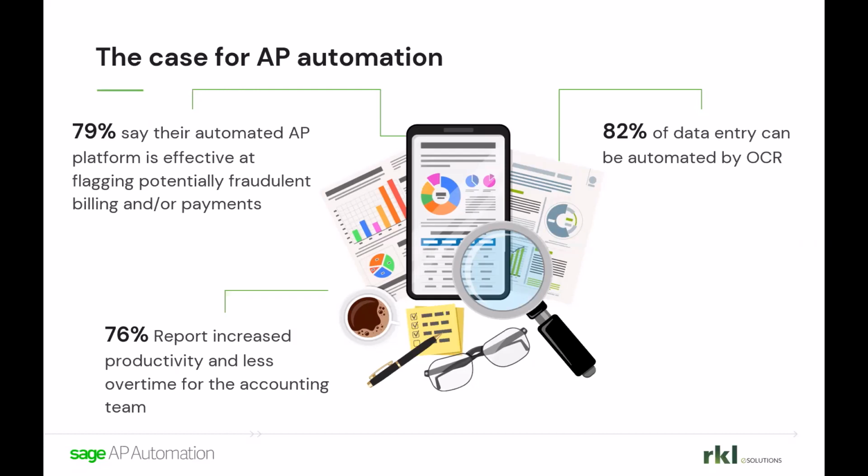And regarding the issue of finance employees working overtime, 76% of the companies that have implemented the AP automation tool reported back saying, of course, the obvious, increased productivity and less overtime for their accounting team.